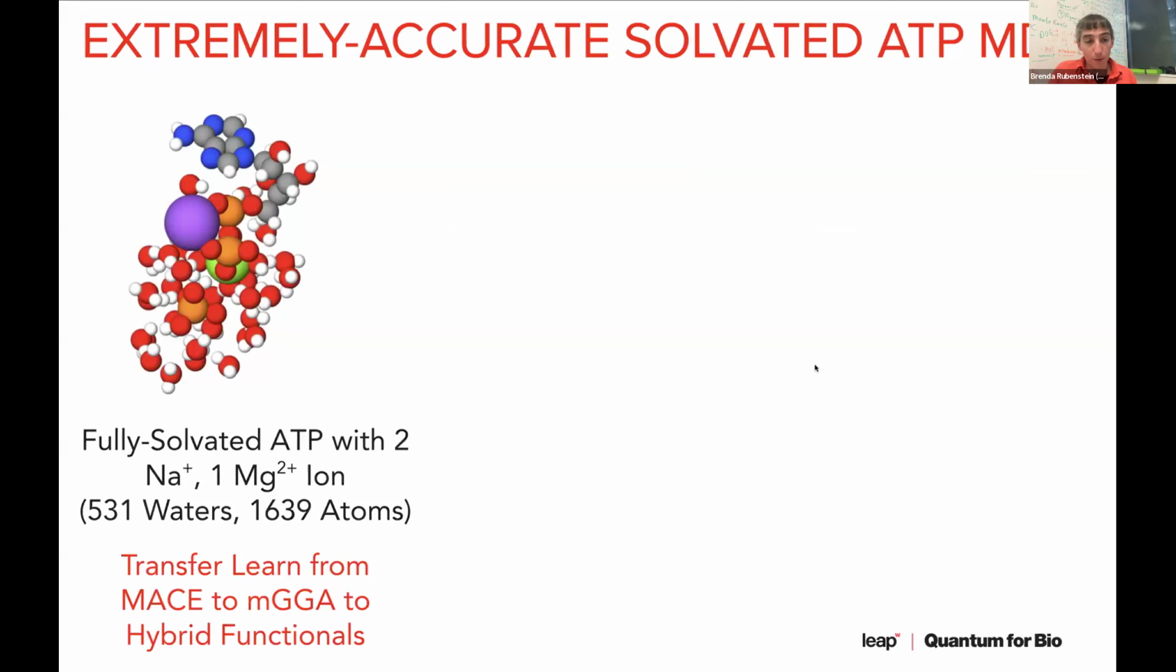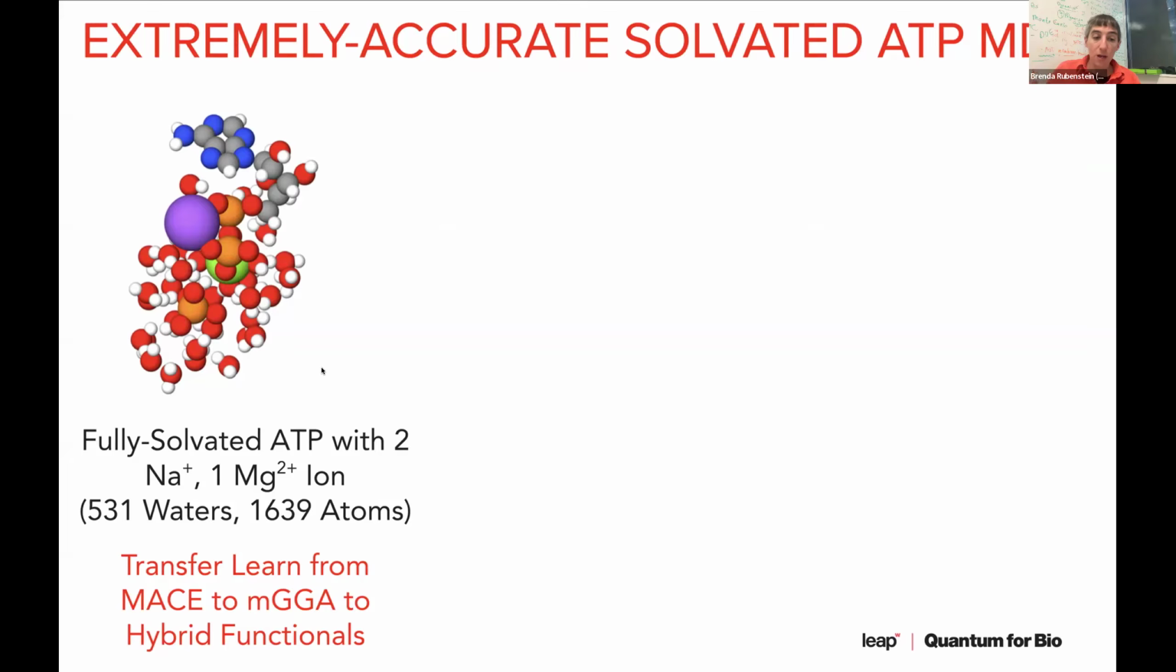And so to give you an example of just how this framework works, and it's all up and running, what we did is we modeled using this machine learning framework over 1,600 atoms. So this is the ATP molecule in waters, and there are a couple of ions. So there's a magnesium and there's a sodium ion. And we modeled this by training MACE.